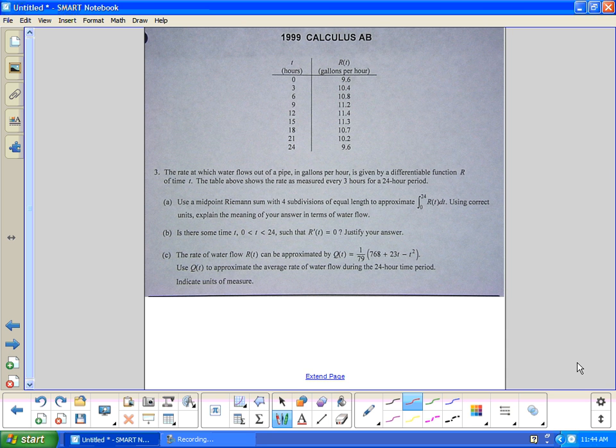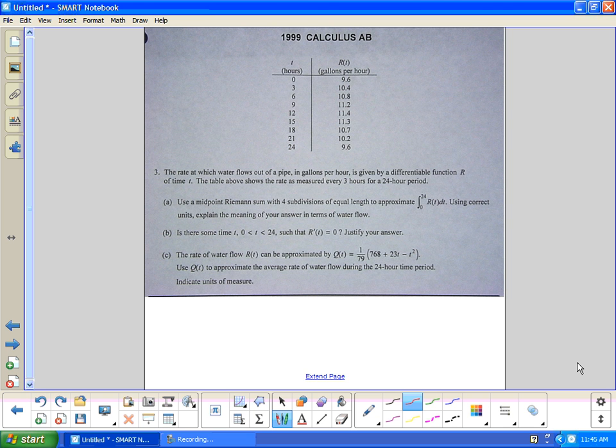It's a differentiable function r of time t, so r of t. The table above shows the rate as measured every 3 hours for a 24-hour period. Okay? So use a midpoint sum with 4 subdivisions to approximate the integral from 0 to 24 of r(t) dt. So gallons per hour times hours, you're going to get gallons. The units are going to be gallons. Using correct units, explain the meaning of the term in the context of the water flow.